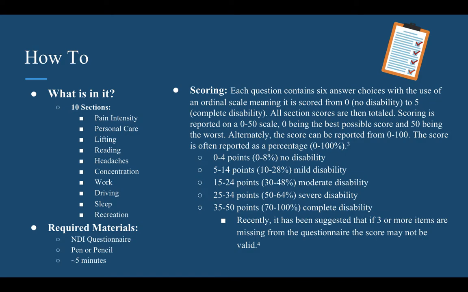Each question contains 6 answer choices and is scored using a numeric rating scale of 0 to 5, 0 meaning no disability and 5 complete disability. All section scores are then totaled. Scoring is reported on a 0 to 50 scale, 0 being the best possible score and 50 being the worst. Alternatively, the score can be reported from 0 to 100. The score is often reported as a percentage. Here you can see the points and percentages and what each means.